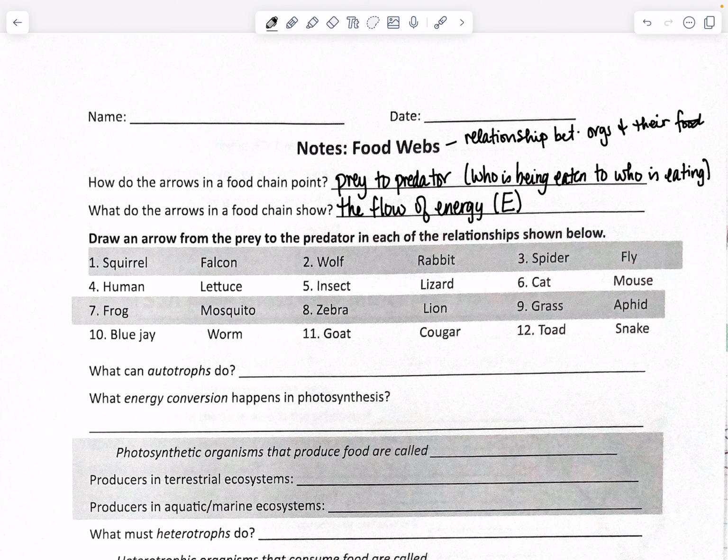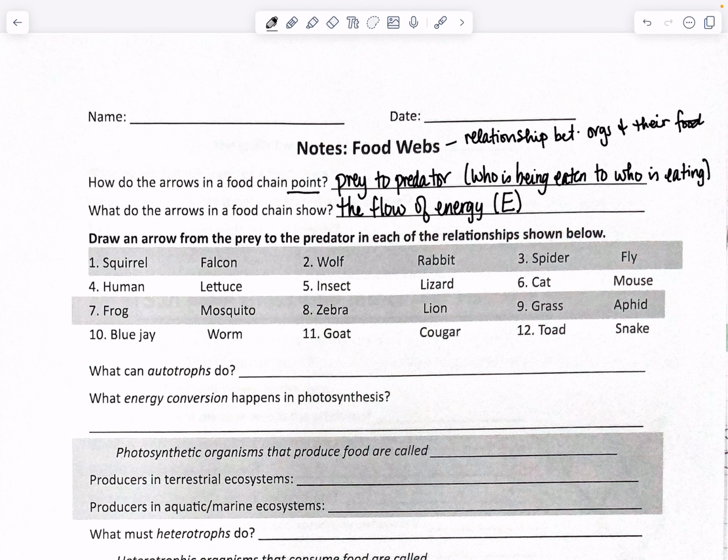Okay, so remember, the arrows are pointing to who is eating, so from who's being eaten to who is eating, from the prey to the predator, but the arrow itself represents the energy that goes from that prey to that predator. So now we have a couple of examples, and it just says, draw an arrow from the prey to the predator in each of the relationships shown below. So we're not going to do all of them, but we'll do a few.